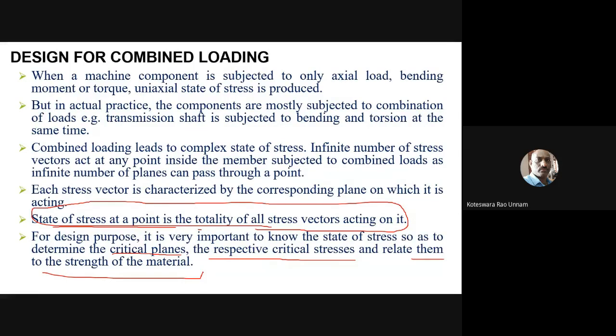Or sometimes, if my design criterion is based on the maximum shear stress, then I need to identify a plane where the shear stress is maximum. Then I'll call that plane the critical plane for that particular design. Based on that critical plane, you need to compute the maximum shear stress, and then equate that maximum shear stress to the shear strength of the material. From that you will get your design equation. Then if you solve the design equation, you will get the dimensions of the component.